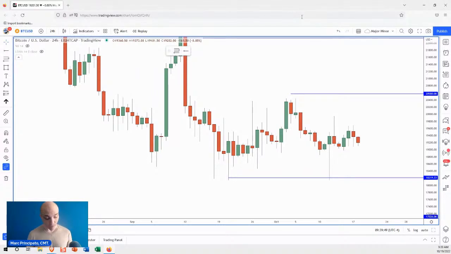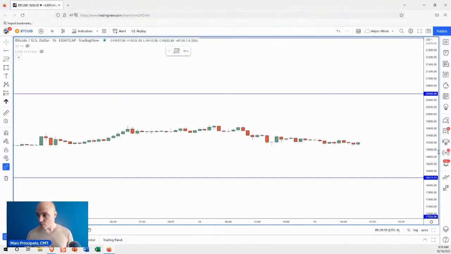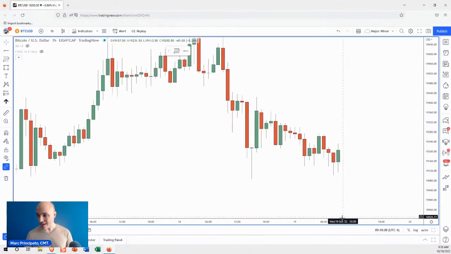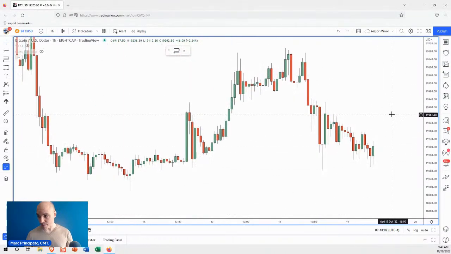All right, so that's Bitcoin on this time frame. Let's take a look at it on a 60-minute chart. Again, I go into the smaller time frames for these streams for people that are interested in day trades, because you want to get an idea of levels and expectations.